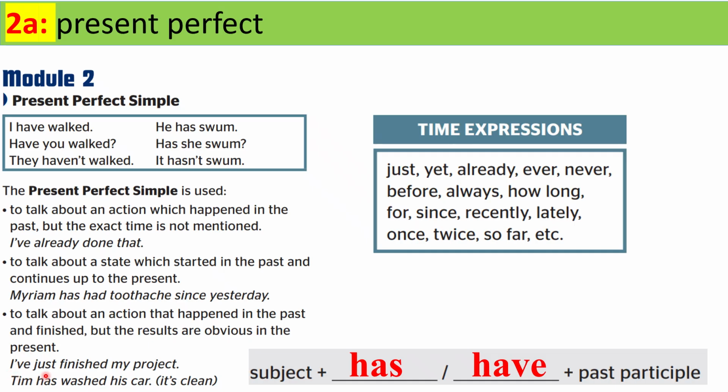For example, I have just finished my project. So when I hear this sentence, I know that there is an outcome, there is a result. The result is the project. You can see it in front of you. Also, Tim has washed his car. So I can see that it's clean. So I can see it's something that has a result in the present, but started in the past.